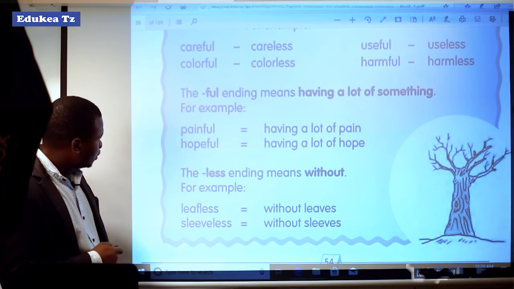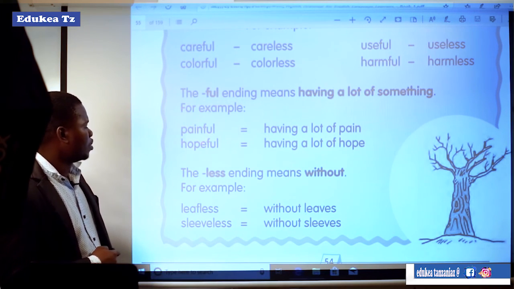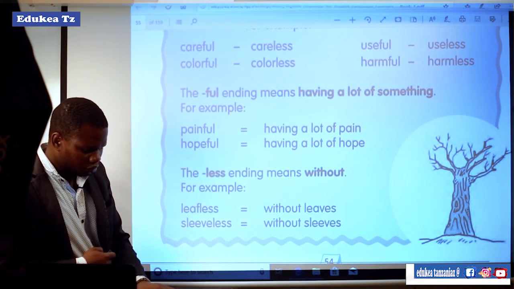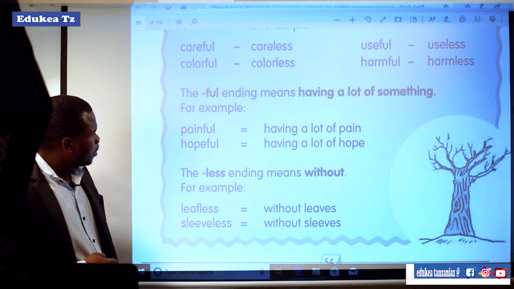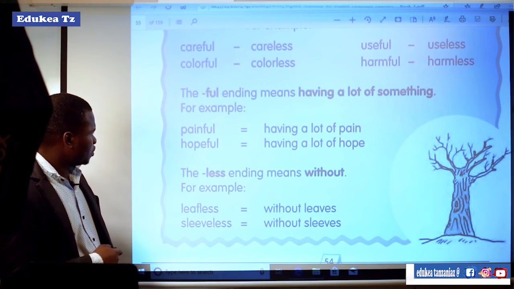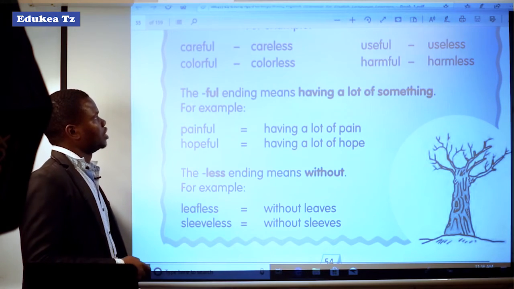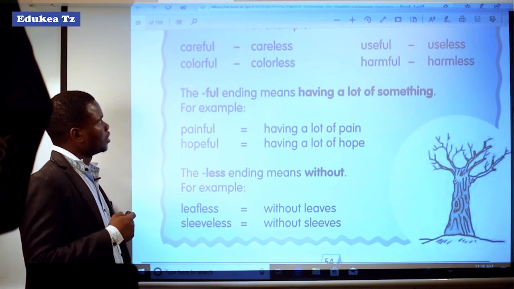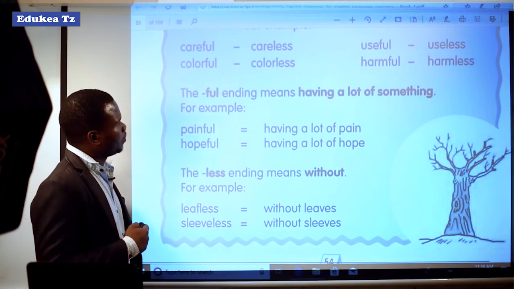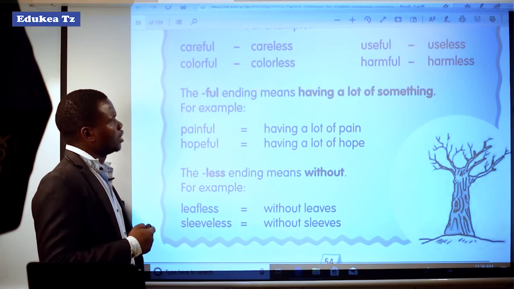Also, those that end with ful. The ful ending means having a lot of something. For example, painful, hopeful. But we have to know that there is a difference between ful and less, and normally they go vice versa. Careful, careless. So this is full of care, but this is not cared for. Colorful, colorless, that is to say it has no color.